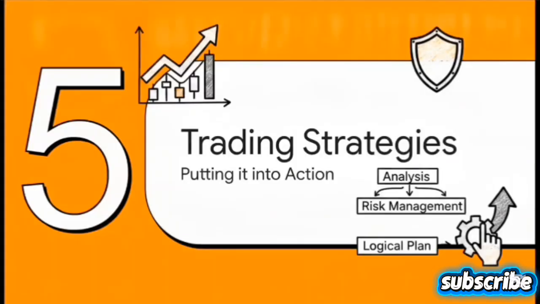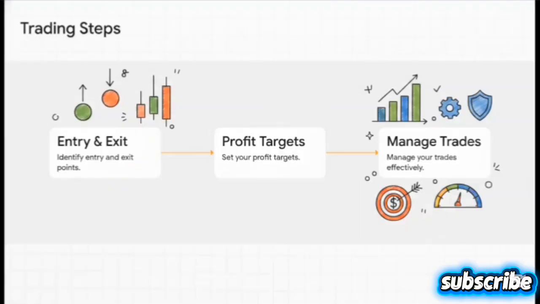Section 5, Trading Strategies. It's time to put it all into action. A solid, structured trading plan really just follows a simple 3-step process. Step 1, identify your entry and exit points before you even think about clicking buy or sell. You need to know exactly where you're jumping in and exactly where you're bailing out. Step 2, set your exact profit targets so you can actually lock in those gains. You've got to know what your specific financial goal is for that trade. And step 3, actively manage your trades while they're live. This keeps you completely in the driver's seat, making sure your trade moves systematically from start to finish.